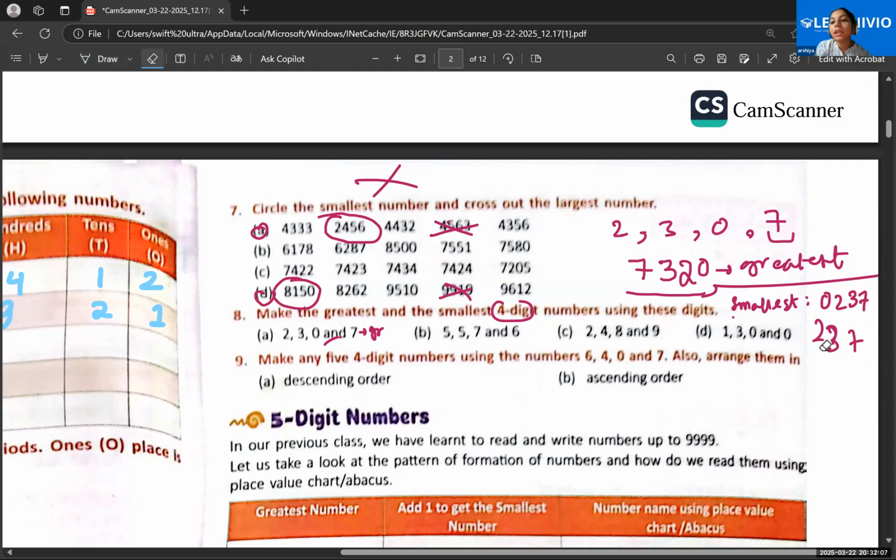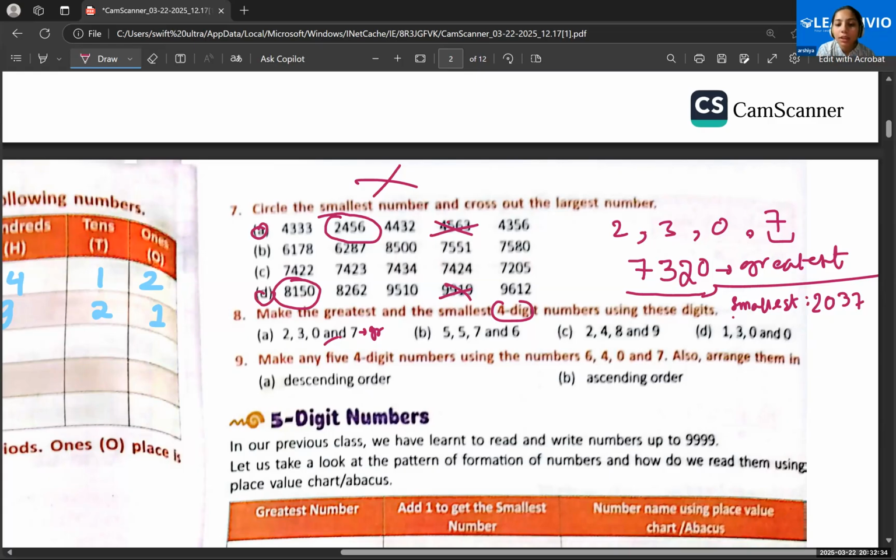So what I'll do is I'll replace these two numbers. I cannot write 0 in the beginning, so the smallest number starts with 2. Then I will write 0. Then 3. Then 7. Okay. Yes. Done.